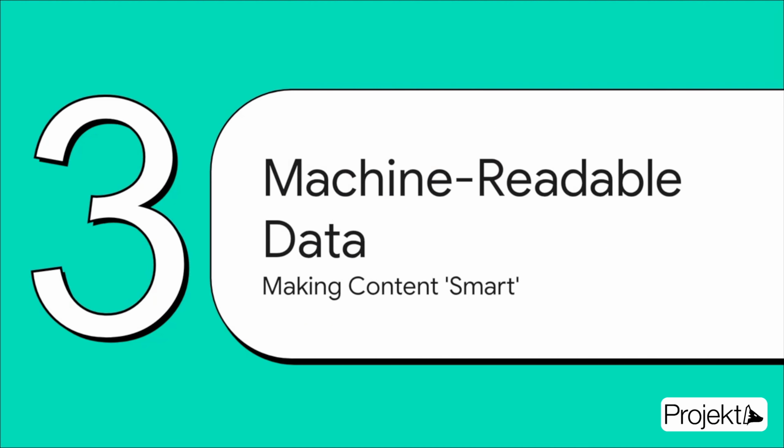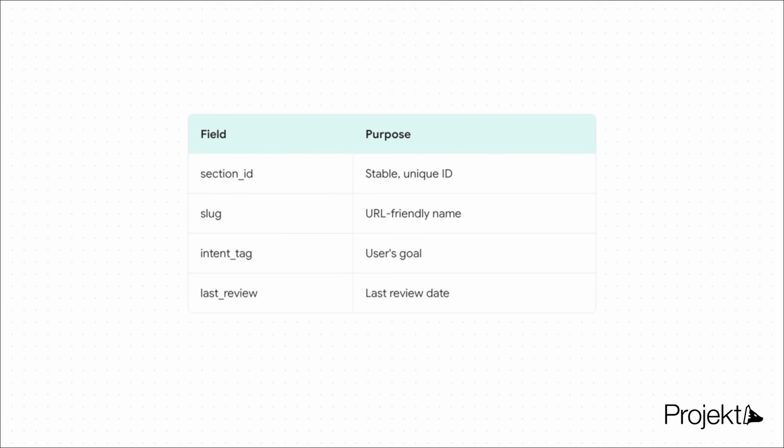Okay, now we get to the really powerful stuff. This is about embedding data directly into your content that makes each and every block smart and traceable for machines. Now, I know this might look a little technical, but the idea is super simple. Each of your atomic blocks gets its own little data sheet or manifest.